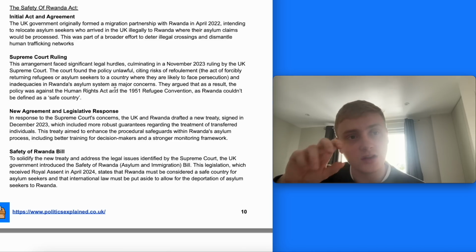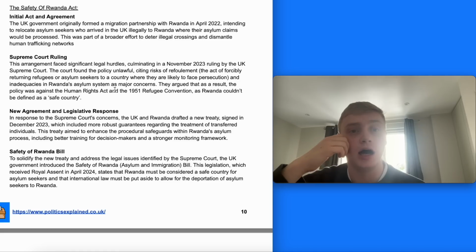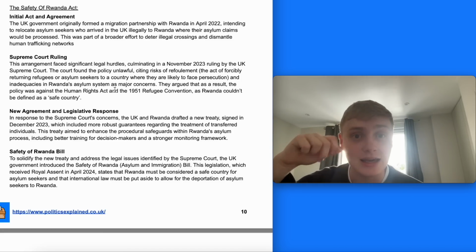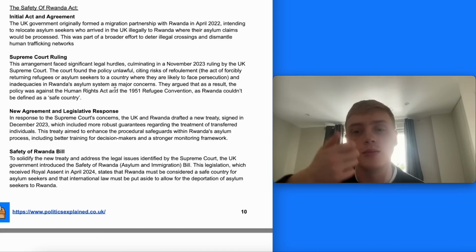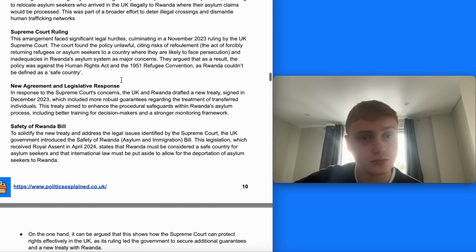So the initial act and agreement is that in April 2022, the Rwanda plan was first articulated. They formed a partnership, the UK government with Rwanda, and intended to relocate asylum seekers who arrived in the UK illegally to Rwanda, where their asylum claims would be processed. And that was intended to be a deterrent against illegal crossings.